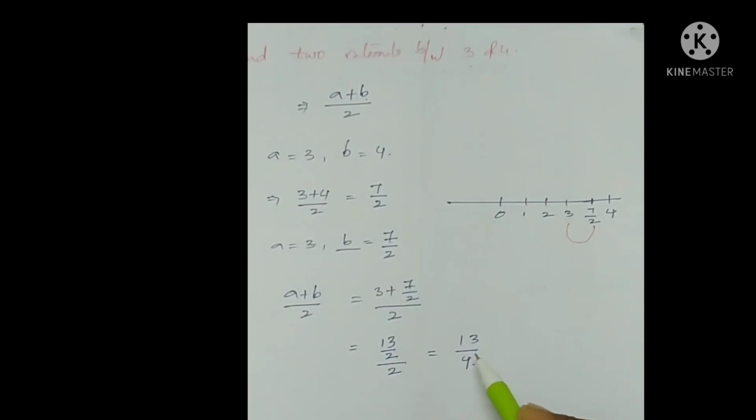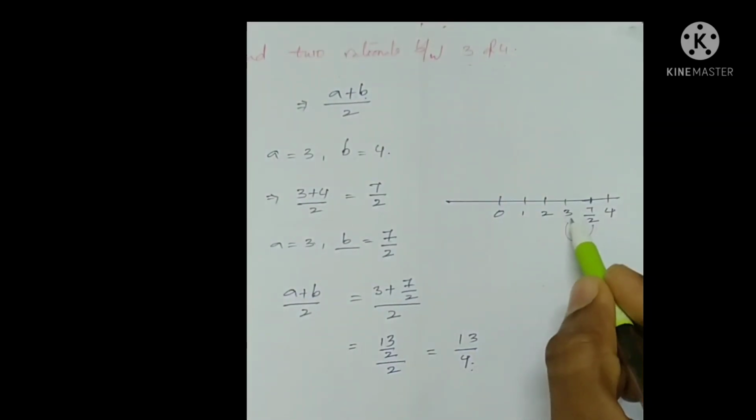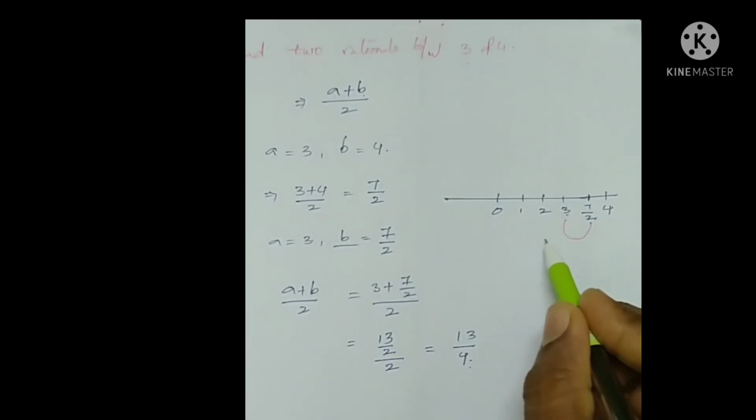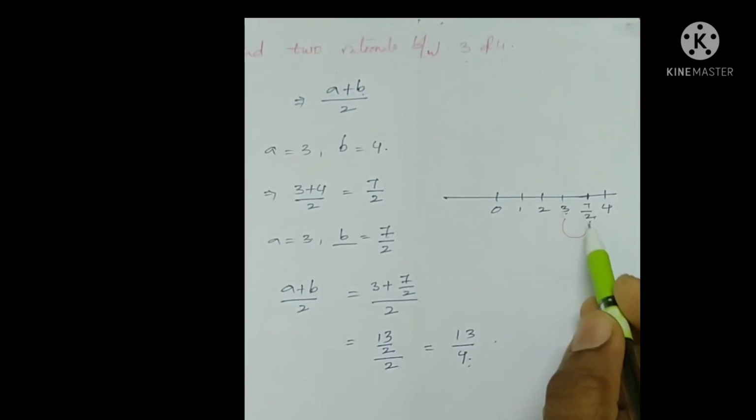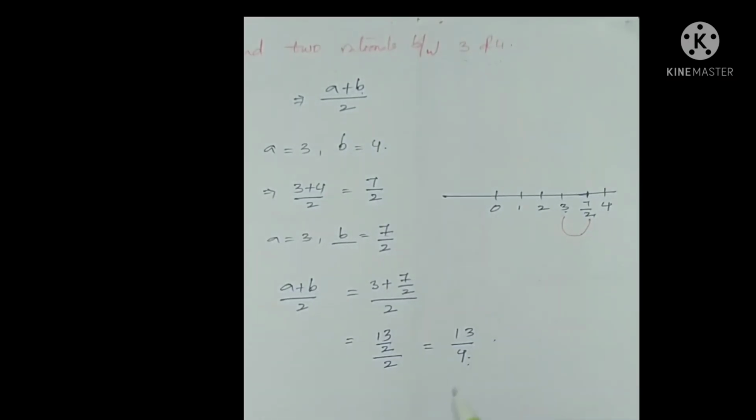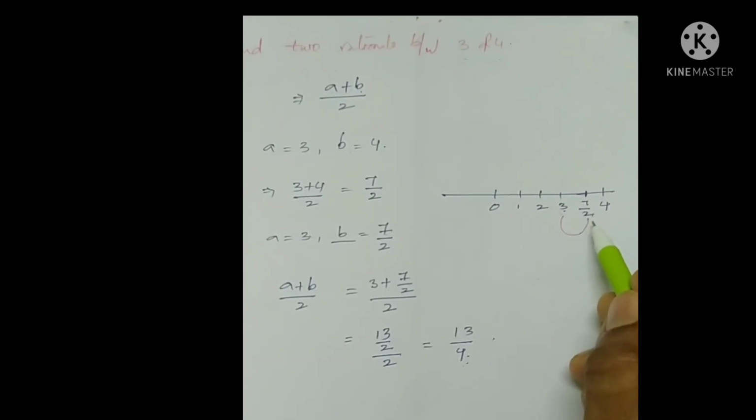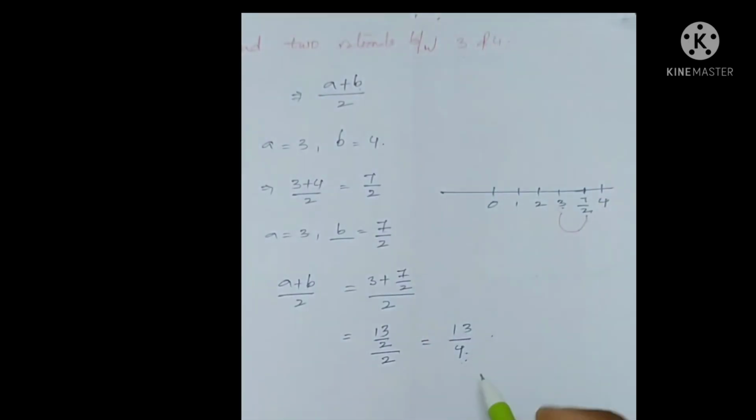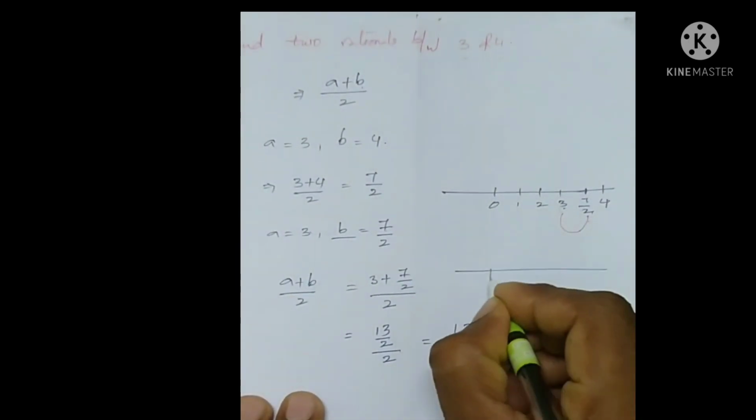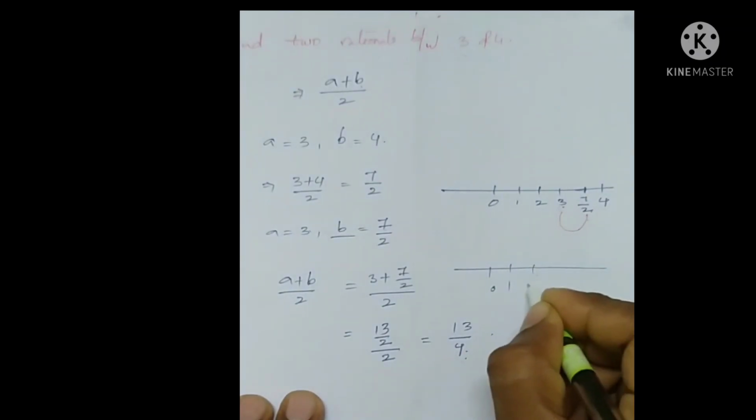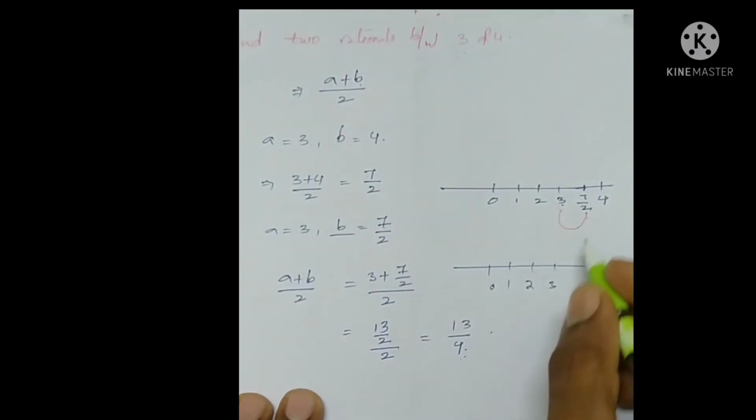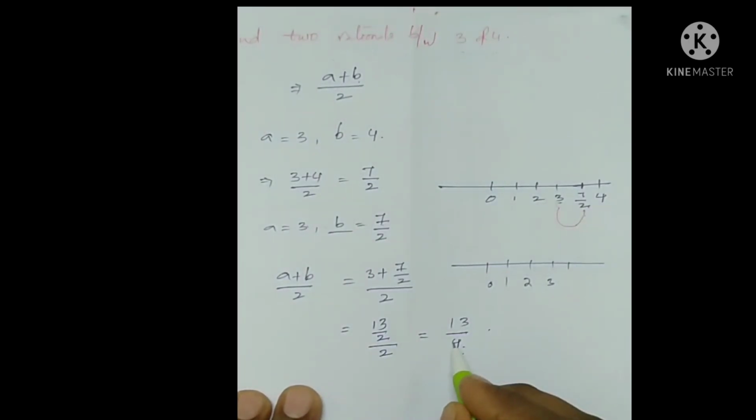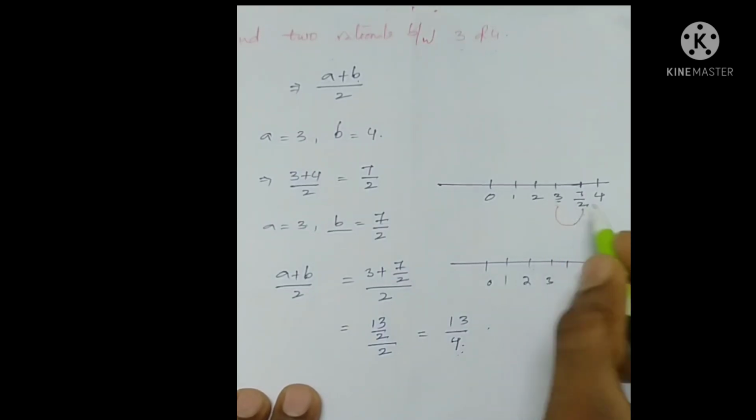So here this 13 by 4 value is in between 3 and 7 by 2. So 3, 13 by 4, 7 by 2, 4. So here 13 by 4 and 7 by 2 are the two rationals in between 3 and 4. So 0, 1, 2, 3: here 13 by 4 is a rational number in between 3 and 7 by 2.